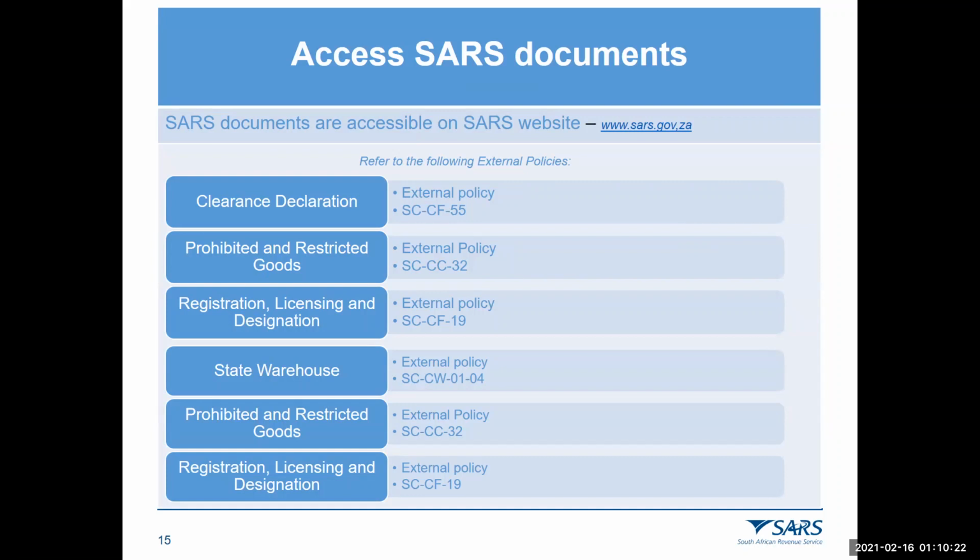So these are the documents that I felt, if we could have done a presentation on this, it would have taken us months. So we've decided to highlight the type of documents that you can get if you want to understand or be involved in import and export, or if you want to travel. You can go to our website, which is www.sars.gov.za, and follow the link, and you will be in a position to know exactly what the clearance declaration process is, and what is prohibited and restricted. Those goods that are allowed and not allowed are properly outlined on this website, along with the registration and licensing process, as well as the state warehouse, how and when we use the state warehouse, and the registration process.